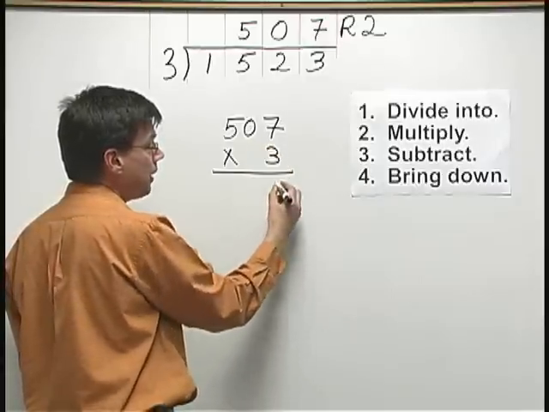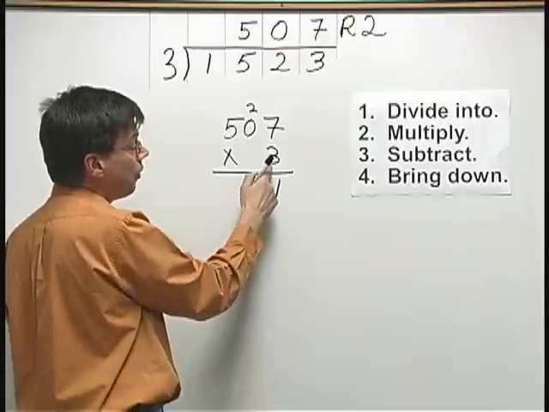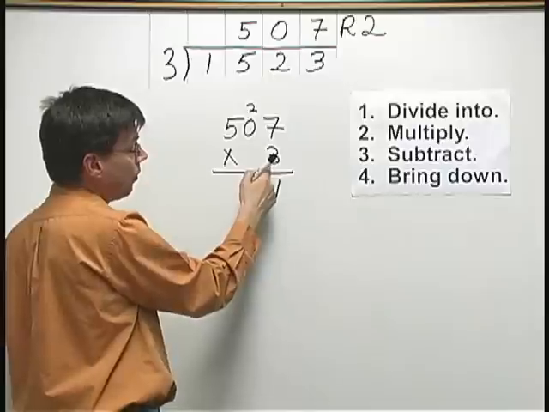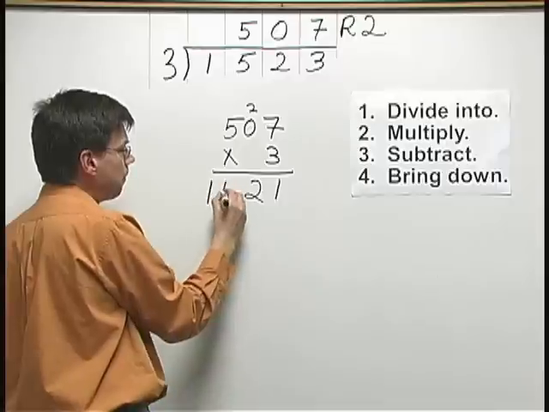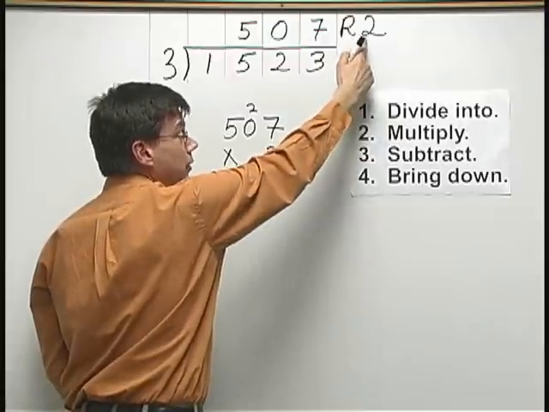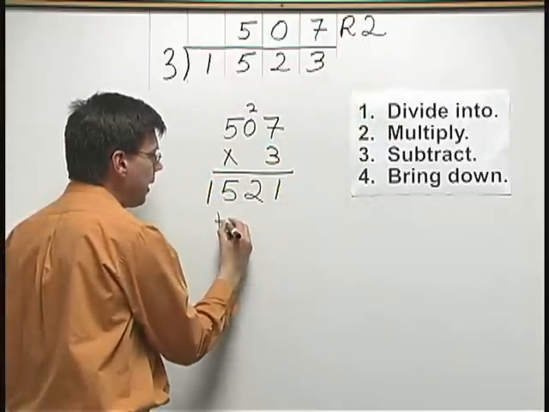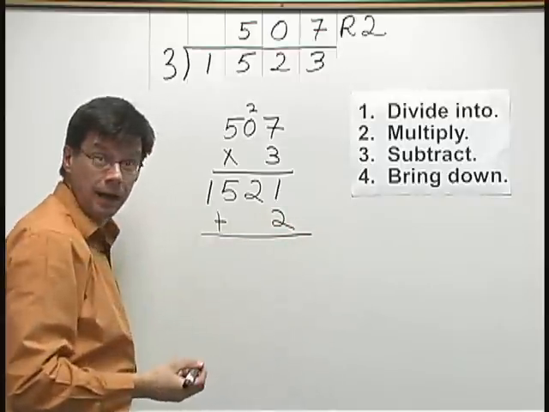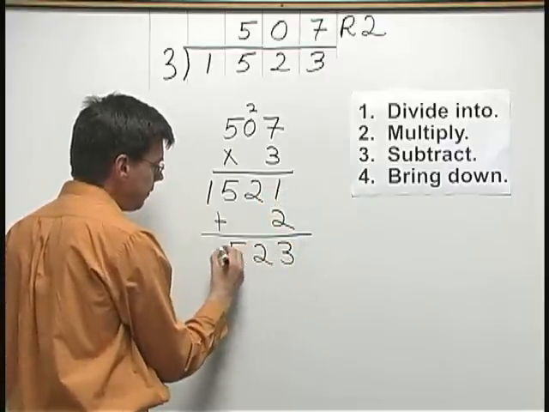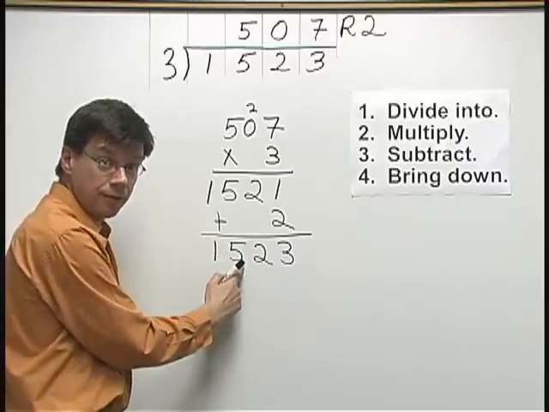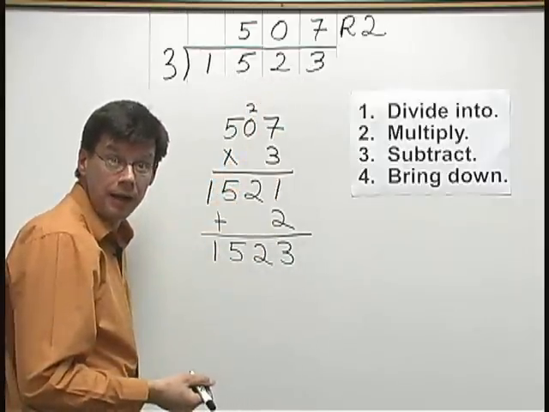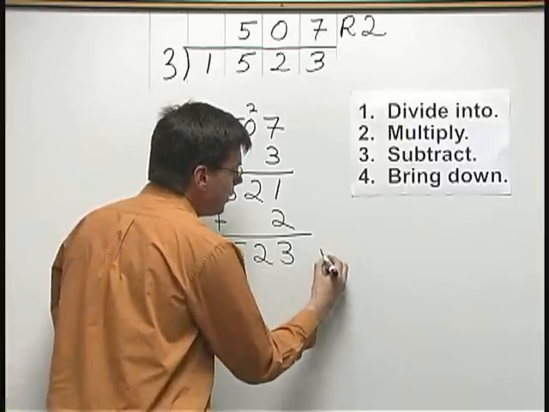3 times 7 is 21. I write the 1, carry the 2. 3 times 0 is 0, but then I add 2, so I have 2. 3 times 5 is 15. And now after I multiply, I have to take my remainder, the 2 we had left over, and add that on. So if I add on 2 more, I get 1 plus 2 is 3, a 2 here, a 5 here, a 1 here. That's 1,523. 1,523 is the number I had inside when I started the problem. So my check works out.